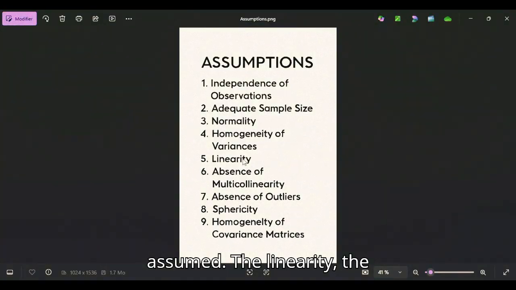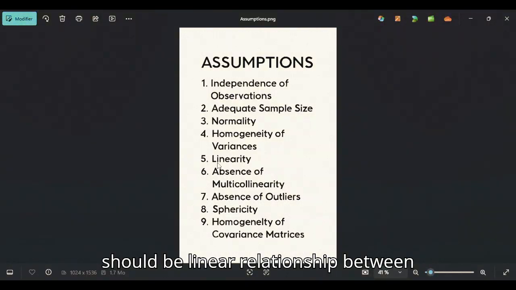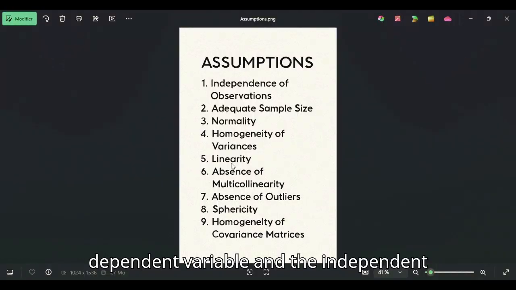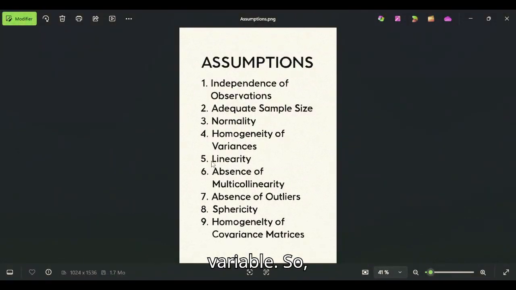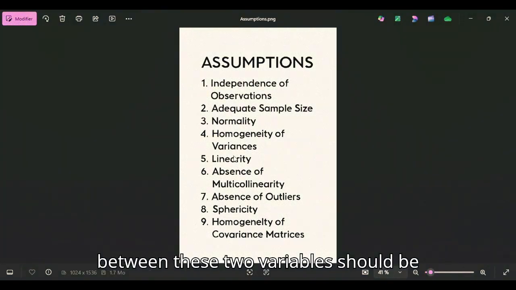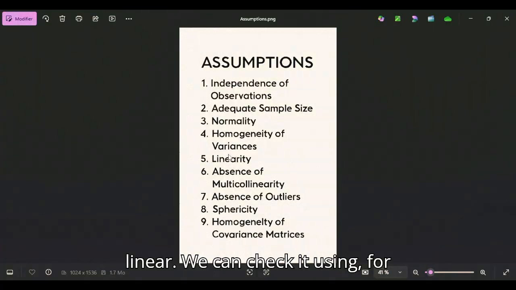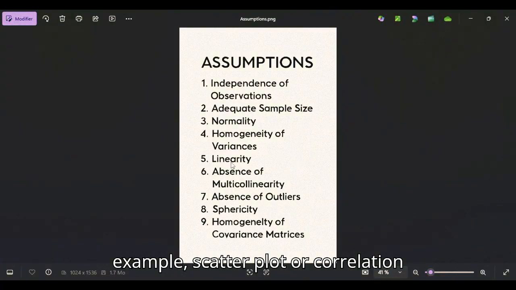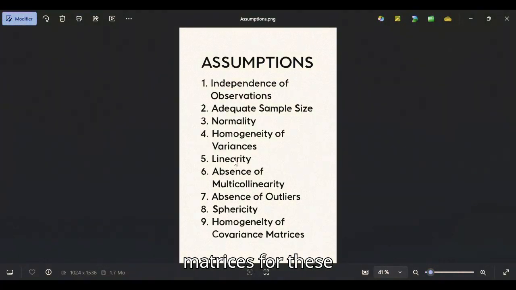The fifth assumption is linearity. There should be a linear relationship between the dependent variable and the independent variable, that is, the response variable and the explanatory variable. The relationship between these two variables should be linear. We can check it using, for example, a scatter plot or correlation matrices.